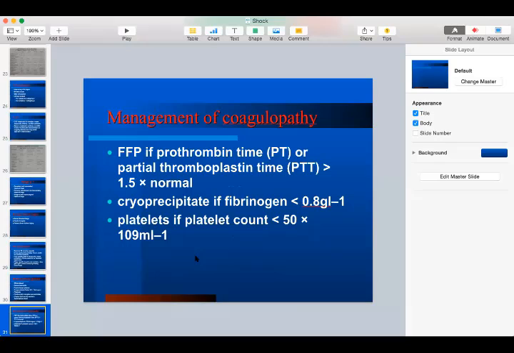So management of coagulopathy, again, briefly going over this. FFPs, right? Fresh frozen plasma, if prothrombin time or partial thromboplastin time is more than 1.5 times the normal. Cryoprecipitate, if fibrinogen is less than 0.8 grams per liter, and platelets, if the platelet count is less than 50,000. Right?